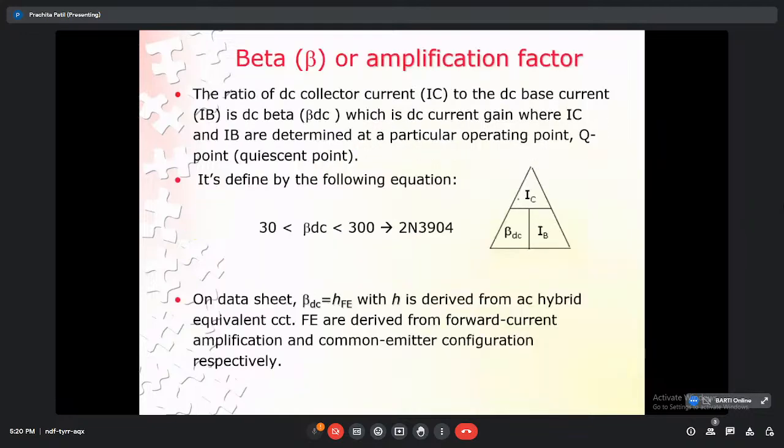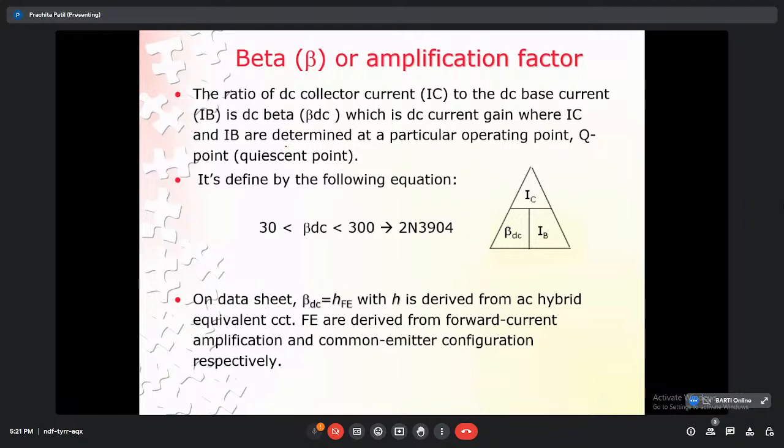And here we can calculate the beta, or the amplification factor, and the value of beta is always more than 100. It is the ratio of the DC collector current IC to the DC base current IB. So beta is the DC current gain, where IC and IB are determined at a particular operating point. Again, the quiescent point: if we draw the DC load line and the AC load line on the output characteristics of the transistor, then we can get a quiescent point, and we can consider the quiescent point the operating point of the transistor.